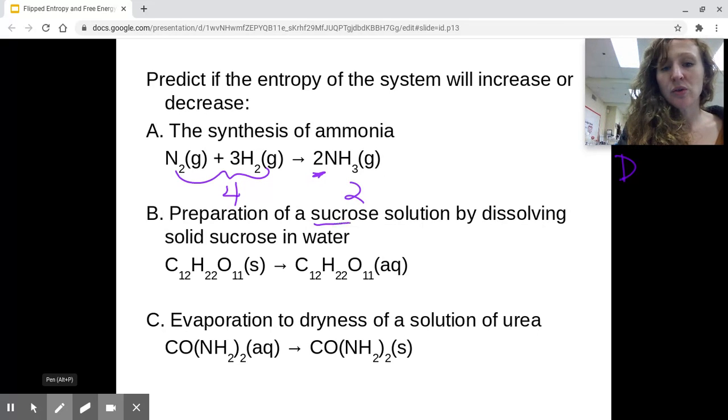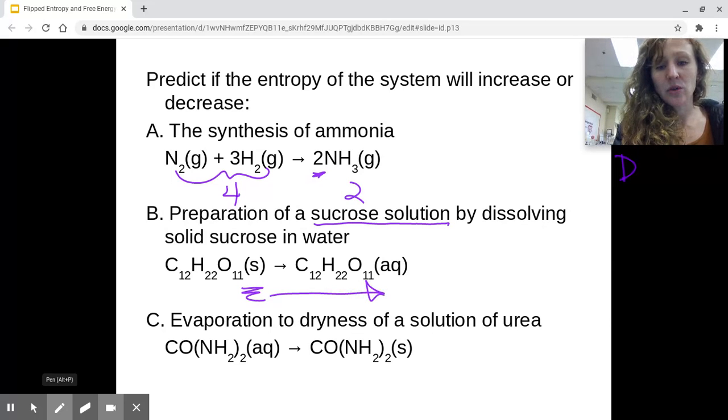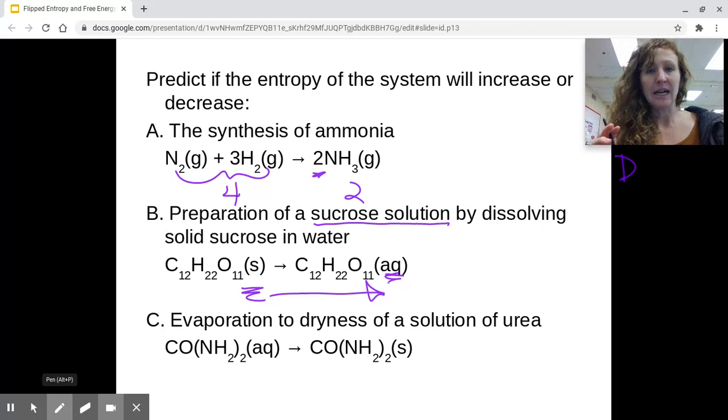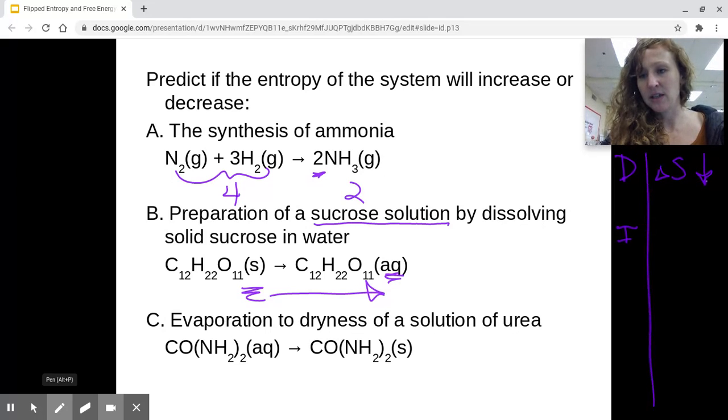Preparation of a sucrose solution. So we're dissolving, going from sucrose solid to sucrose aqueous. Remember, sucrose is not an electrolyte. It's a polar molecule. That's why it dissolves. It's not going to break up into ions and be able to carry a charge. So we are going to have an increase in entropy. So change in entropy decreases on the first one, change in entropy increases on the second one. How about the last one?